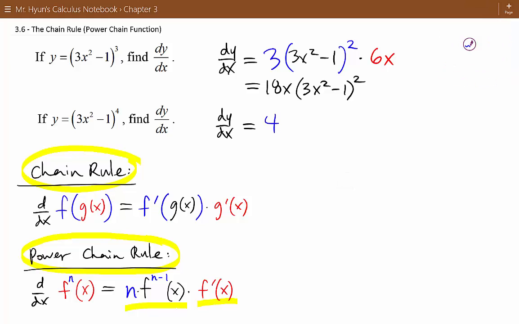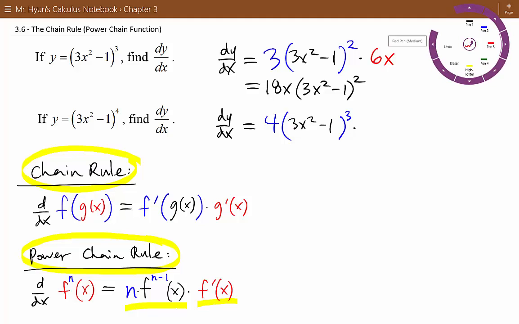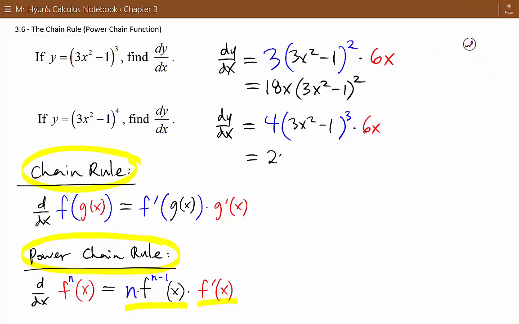So the first step to use the power rule would be to bring the 4 down and change it to a 3, while leaving the inside as 3x squared minus 1. Multiply it by the derivative of the inside, which is still 6x. And the resulting answer here would give us 24x times the quantity 3x squared minus 1, cubed.